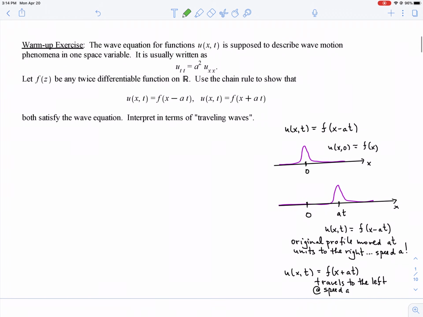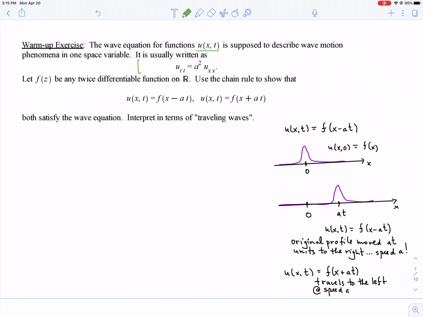Here is the warm-up exercise to get you thinking about waves. If you have a function u of x and t, where x is a spatial variable and t stands for time, the partial differential equation, a linear homogeneous partial differential equation that is used to describe wave motion, is that the second partial of u with respect to t is a constant a squared, a positive constant, times the second partial of u with respect to x. And if we choose a to be positive, it turns out to be the speed the waves are propagating.